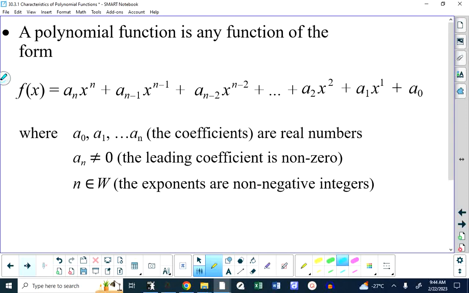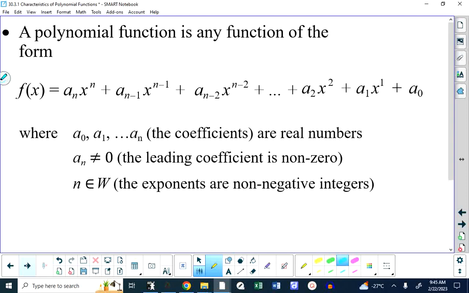So this is a pretty intimidating definition. A polynomial function is any function that can be written in this form. A sub n multiplied by x to the n. This is called a polynomial term. I'll get into more details about the notation, but for example, this could be 12x to the 4.